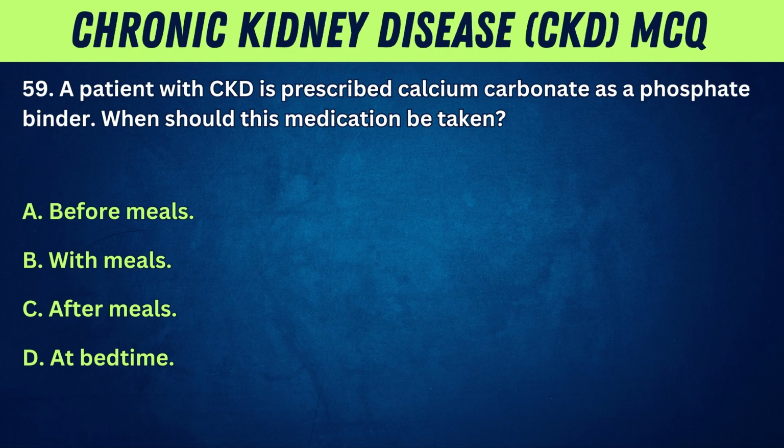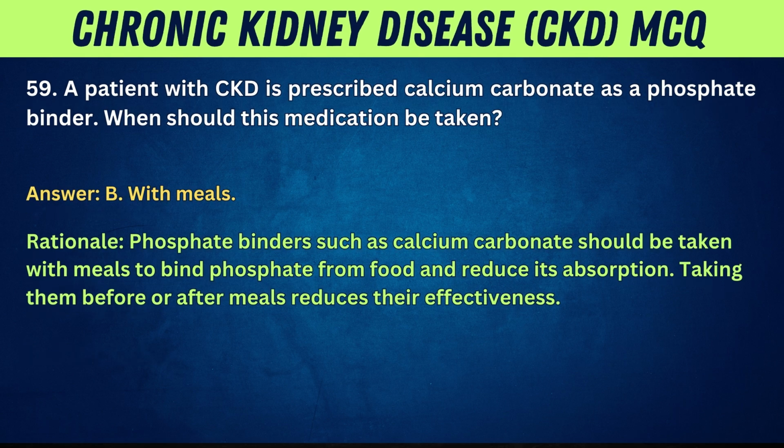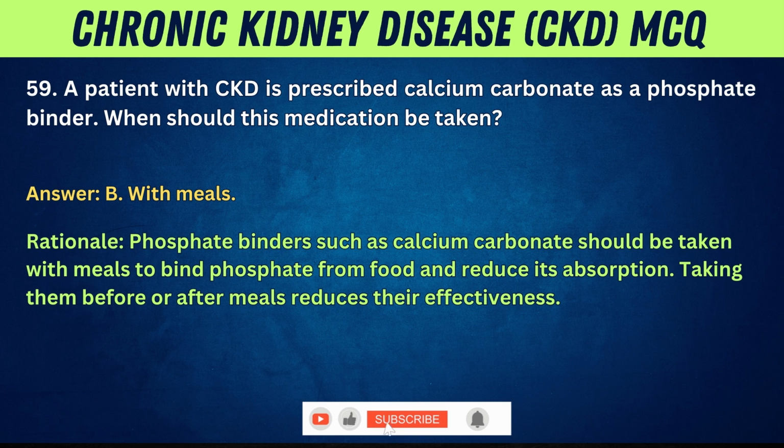59. A patient with CKD is prescribed calcium carbonate as a phosphate binder. When should this medication be taken? A. Before meals. B. With meals. C. After meals. D. At bedtime. Answer: B. With meals. Rationale: phosphate binders such as calcium carbonate should be taken with meals to bind phosphate from food and reduce its absorption. Taking them before or after meals reduces their effectiveness.